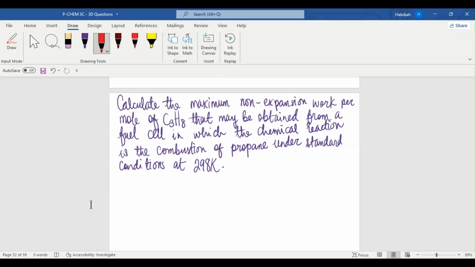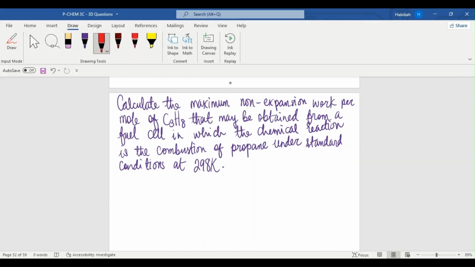Salam and welcome everyone. So today we're going to be working on the question on the screen that says, calculate the maximum non-expansion work per mole of C3H8 that may be obtained from a fuel cell in which the chemical reaction is the combustion of propane under standard conditions. So the first thing you have to note is calculate the maximum non-expansion work per mole. You're asked to find the work per mole of C3H8, which is propane gas, that may be obtained from a fuel cell in which the chemical reaction is the combustion of propane under standard conditions.